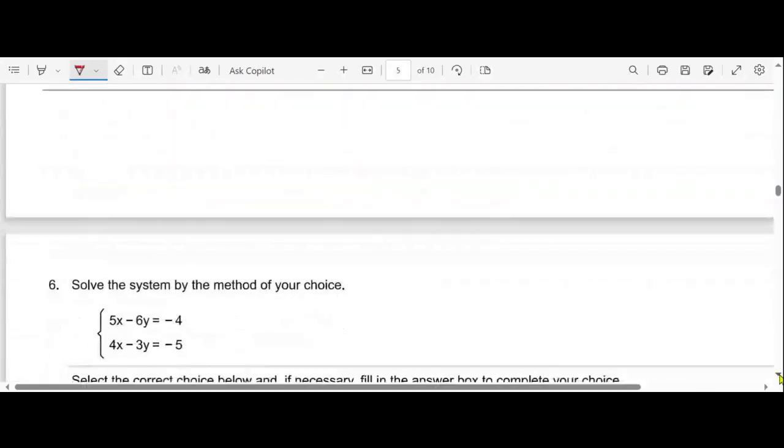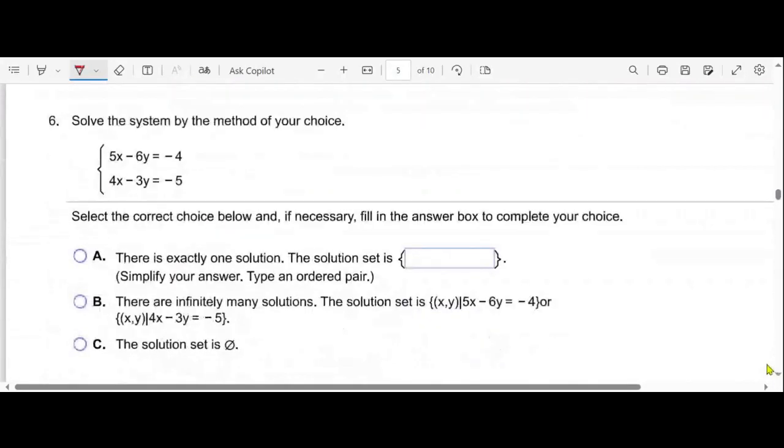All right, let's go to the next one. Muhammad, you're here? Yes, Dr. Amir, I'm with you. Read, Muhammad. Okay. Number 6. Solve the system by the method of your choice. 5x minus 6y equals minus 4. 4x minus 3y equals minus 5. Select the correct answer choice. Fill in the answer box to complete your choice.